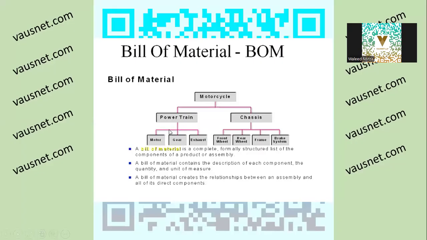Okay. So bill of material is basically a list of all items that will be needed for making one motorcycle, and it gives you the molecular details of the components and the assembly. There are two segments, powertrain and chassis. What comprises a chassis? It is front wheel, rear wheel, and so on. Powertrain has a motor, gear, and exhaust.